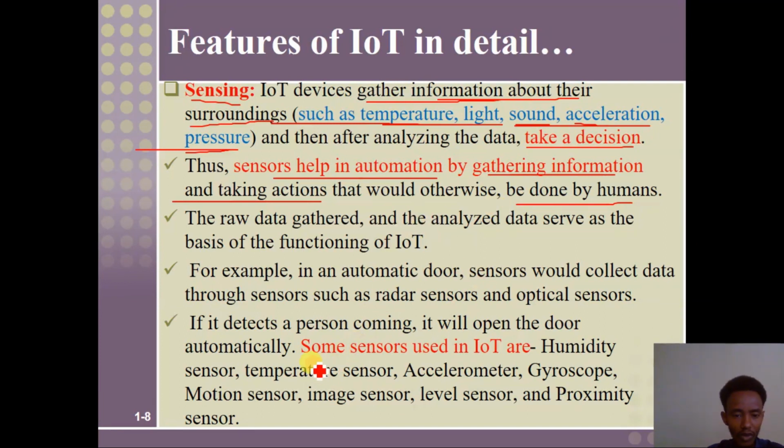So there are different, for example, if you consider an automatic door, sensors would collect the data through sensors such as radar sensors and optical sensors.